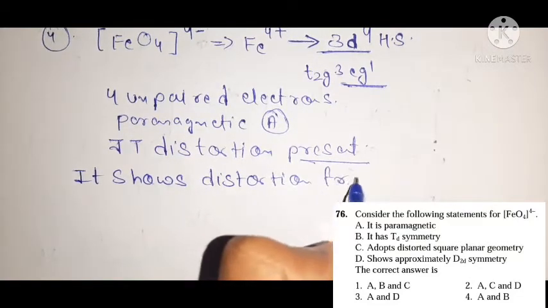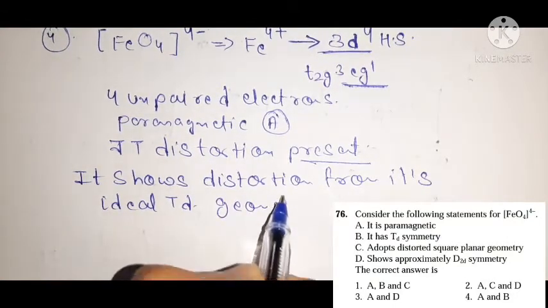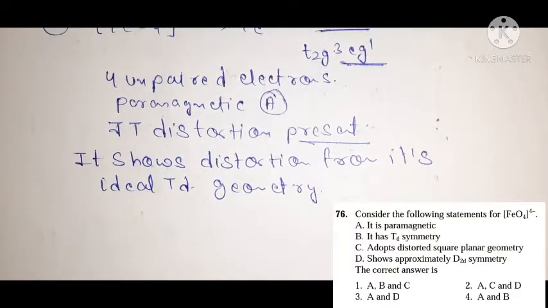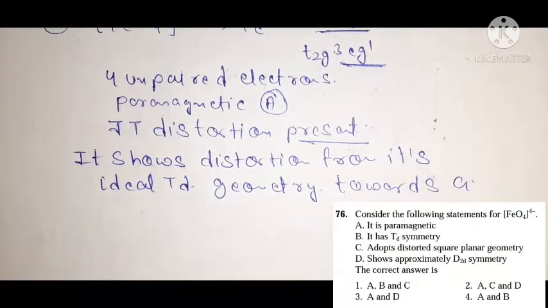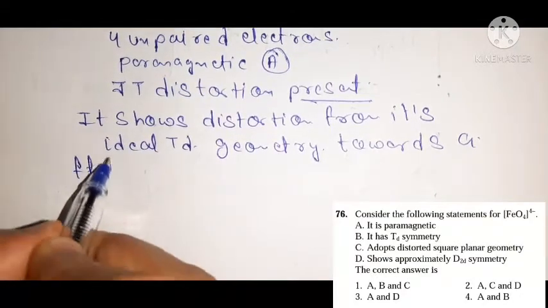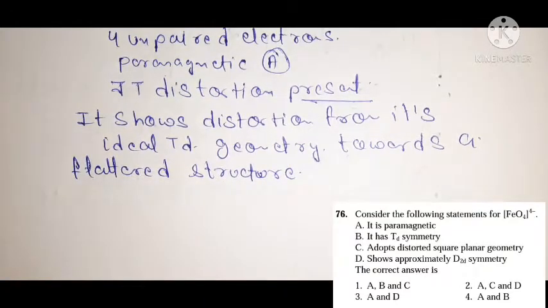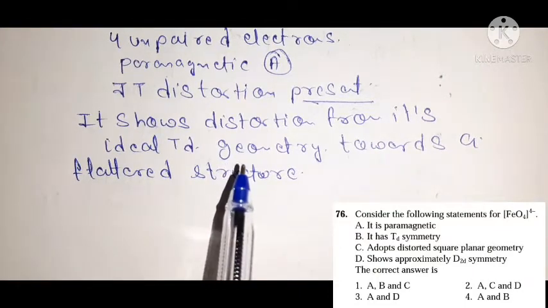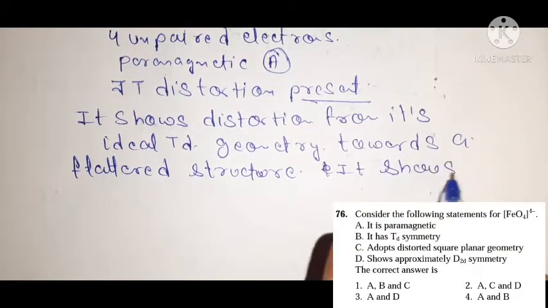So it shows this distortion from its ideal tetrahedral geometry, and it will adopt a distorted geometry, or you can say a flattened structure, and it shows distortion from its ideal tetrahedral geometry towards a flattened structure. Okay, that means its structure is nearly flat, not ideal tetrahedral but flat, because of Jahn-Teller distortion. Okay, and the point group of this flattened structure will be D2d. So it shows D2d symmetry.